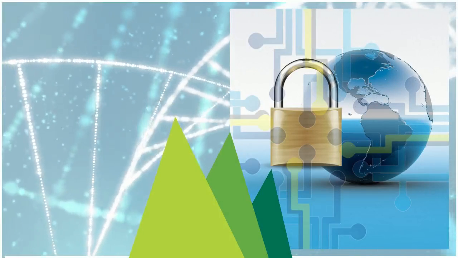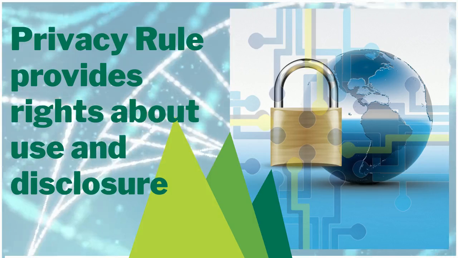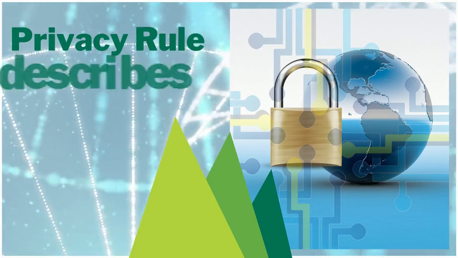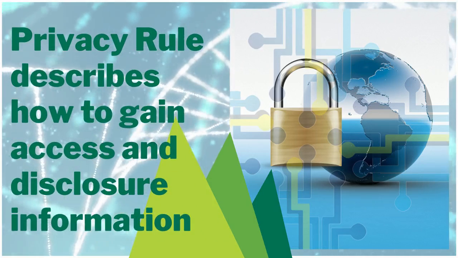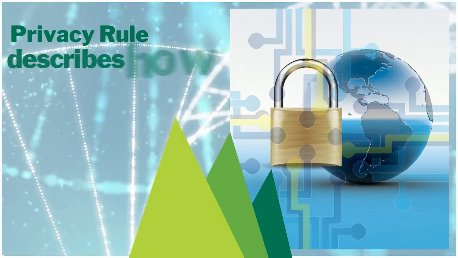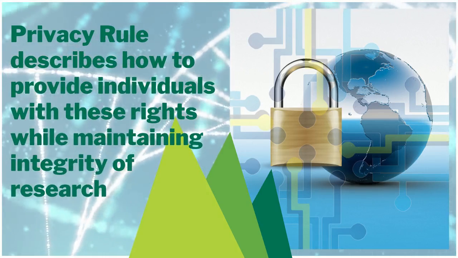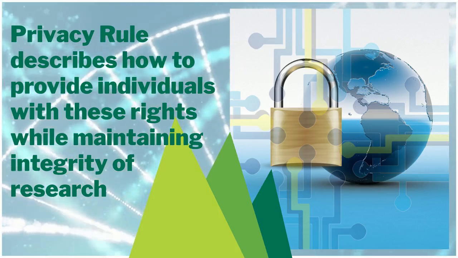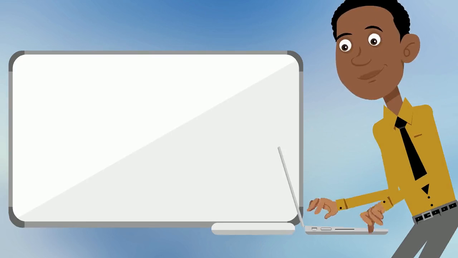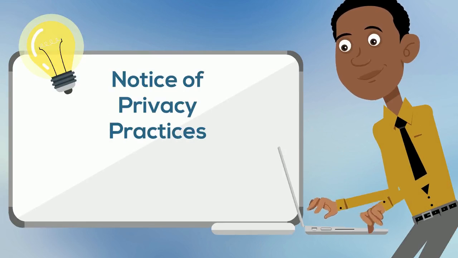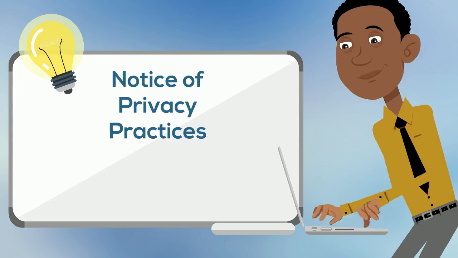Otherwise, let's begin. As you already learned, the privacy rule provides individuals with certain rights about how their health information is used and disclosed. It also describes how individuals can gain access to health records and information about when their PHI was released without their permission. Furthermore, the privacy rule describes how covered entities can provide individuals with these rights while maintaining the integrity of research projects. For starters, covered entities must provide individuals with written notice of the entity's privacy practices and the individual's privacy rights. This is called a Notice of Privacy Practices, or NPP.